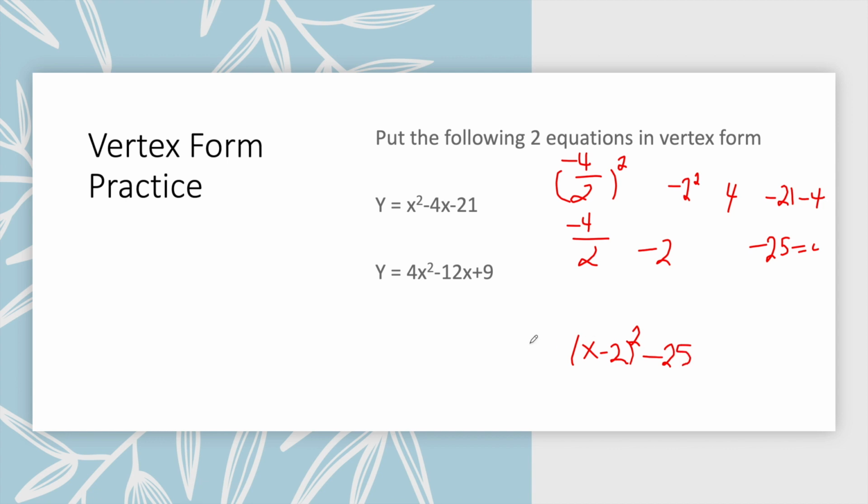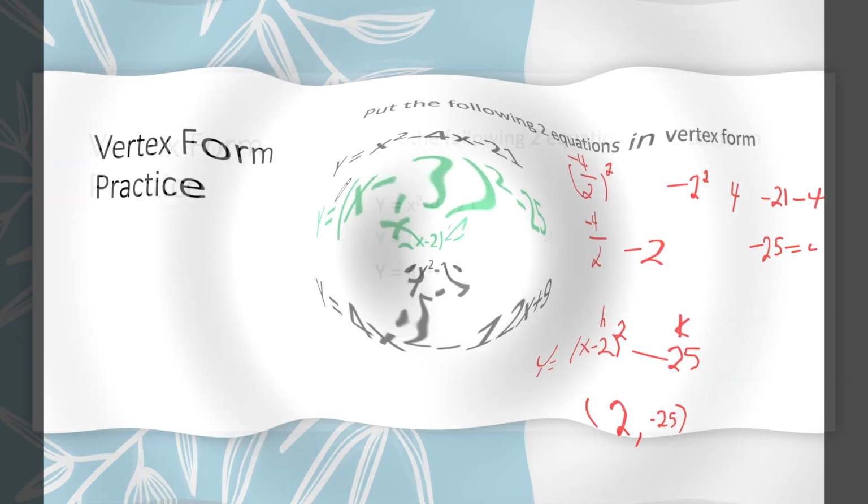Just like that, our equation is in vertex form. To find our vertex, we do the opposite of this value as our x. This is also called h. We do the opposite of h. This gives us 2. And we keep k the same, which is our y value, comma, negative 25. This would be our vertex. Checking, and we get our vertex form.